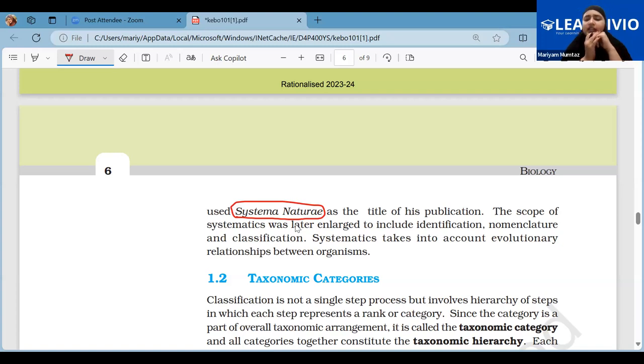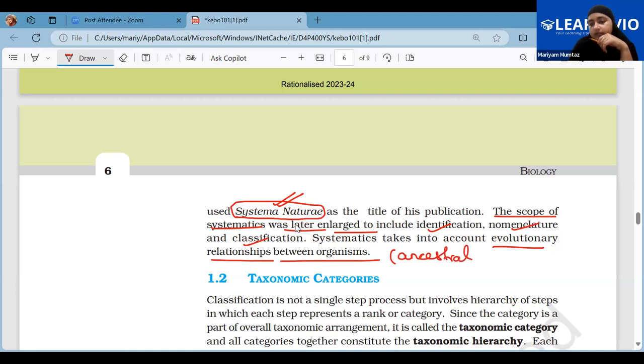So in the same way, whenever in the field of science you find something or do any research work, you publish it, just like how books are published. Similarly, Linnaeus also published, and his publication was named Systema Naturae. Now, the scope of systematics was later enlarged to include identification, nomenclature, classification, and along with that, evolutionary relationship between organisms, meaning the ancestral history. Clear? Now, in this chapter, you might find that everything is very repetitive because you have already studied this. I have taught you this in the previous class in biological classification.